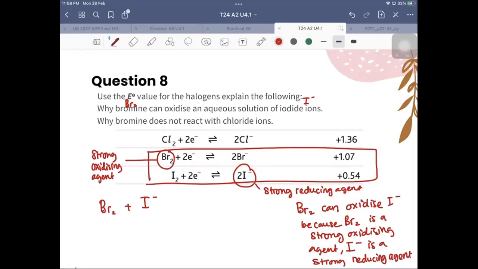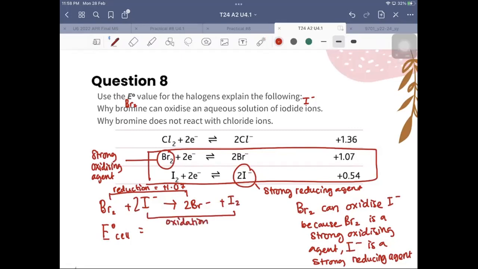Okay, but in terms of numbers, we're going to do the E cell quickly. Br2 to 2Br minus, that's reduction with a value of plus 1.07. 2I minus to form I2, just quickly, oxidation. If you look at the oxidation value, it will be negative 0.54. So 1.07 plus negative 0.54, you should get positive 0.53 volt, which is positive, therefore feasible.